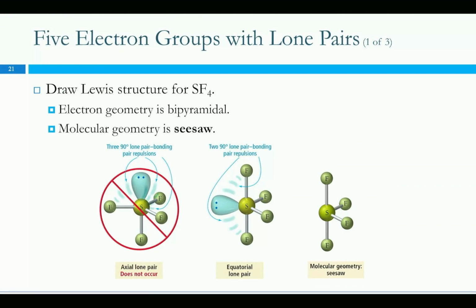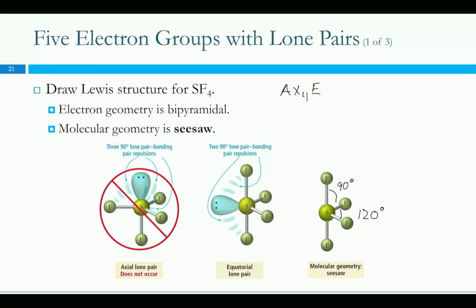Okay, so 5 electron groups, lone pairs. This one, we've got AX4E1. And this is what I was talking about, the number of lone pair interactions, or lone pair bonding group interactions. We want to minimize it because here we've got 2 different bond angles. Between the axial and the equatorial, that's 90 degrees. But between 2 equatorials, it's 120 degrees.